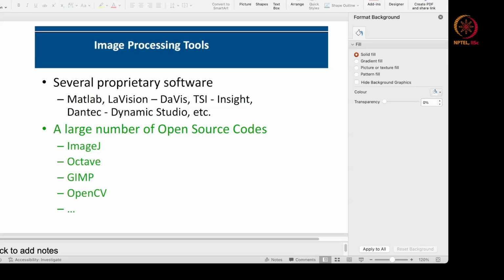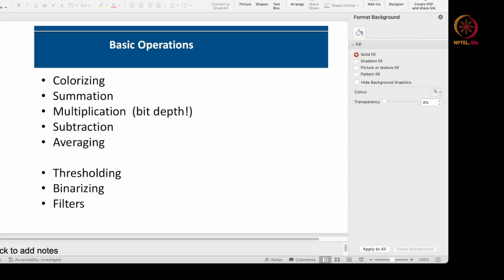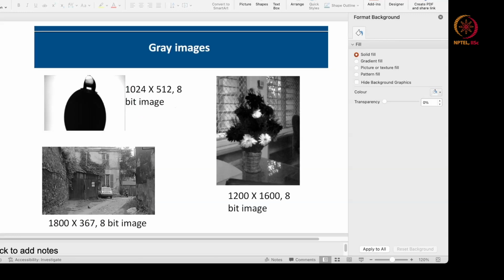And there are quite a few image processing tools. You can have MATLAB and LaVision, which are proprietary and which people normally use in their labs. There are also a number of open source codes, like ImageJ, Octave, OpenCV, and so on. We'll have a tutorial session on image processing later, where we will show some of these characteristics. Some of the basic operations are colorization, summation, multiplication, subtraction, averaging of images, thresholding, binarizing, and filters. All these things are there.